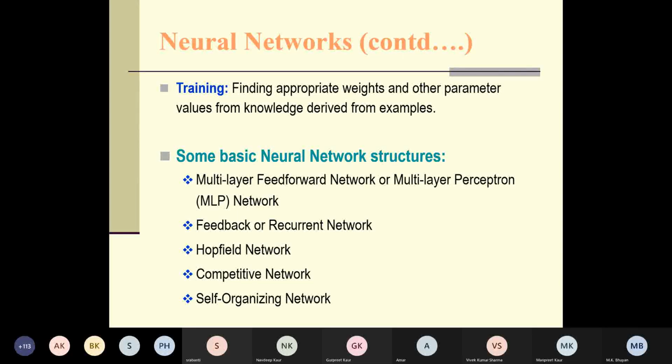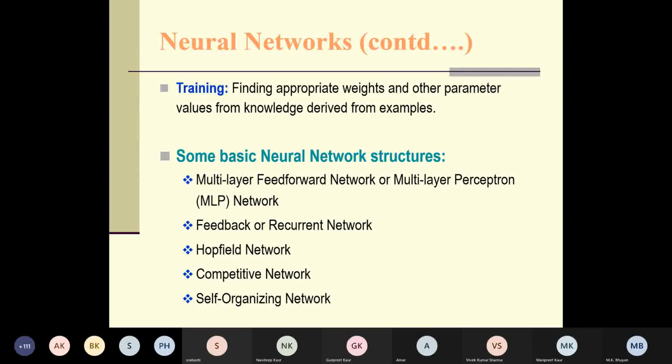With the competitive networks and the self-organizing network, we can do unsupervised clustering. One example of the self-organizing network is the Kohonen neural network. By using the Kohonen neural network, we can do the clustering. So these are the competitive networks. By using the competitive networks and the self-organizing networks, we can do the clustering.